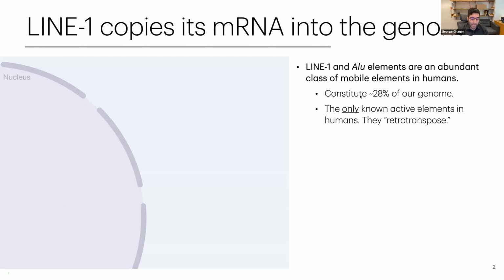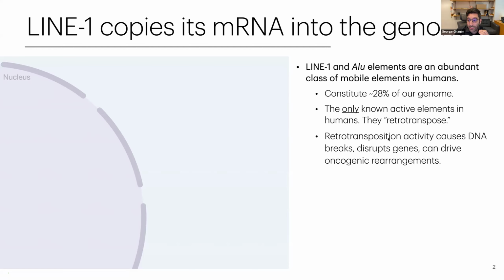retrotransposition. They retrotranspose. What does that mean? That means that they can copy themselves from one location into the genome and then insert themselves into another. And you'll immediately recognize that that sort of activity can be mutagenic. And it's true, retrotransposition causes DNA breaks, it disrupts genes, it can drive very sophisticated oncogenic rearrangements, and it's recently even emerged as a hallmark of certain malignancies. So these are things that live within our genome, they can move, and they can cause disease.